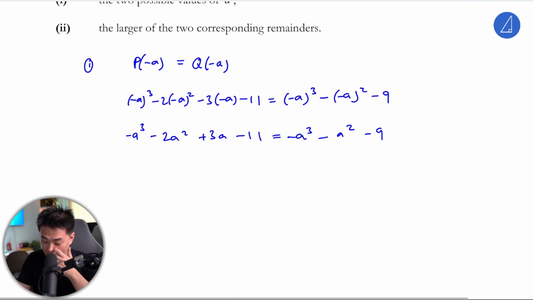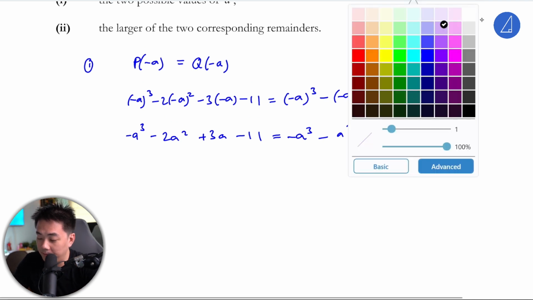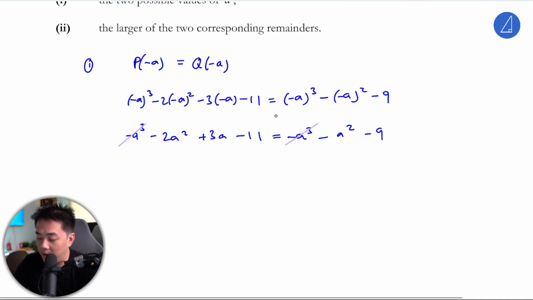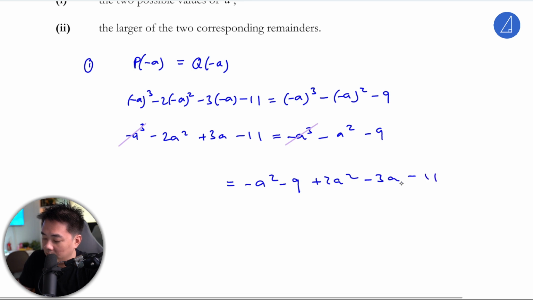Then after which we're gonna cancel this out, and we're just gonna move everything to one side. Okay, maybe I just don't skip steps here. This is minus a square minus 9 plus 2a square minus 3a minus 11. So that will be a square minus 3a minus 20.